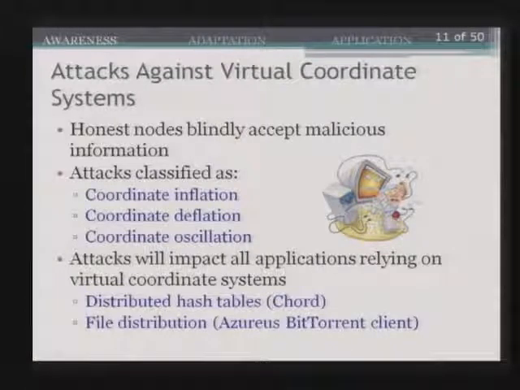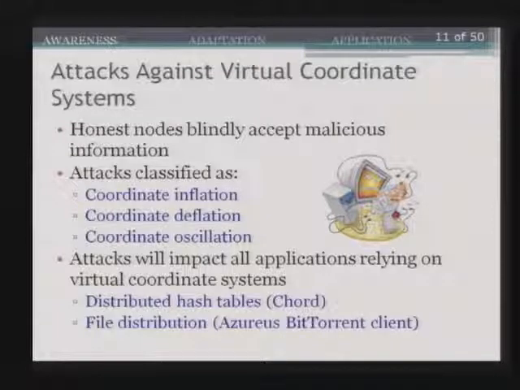So the correct functioning of these protocols is very dependent on the fact that the nodes participate honestly with the protocol, and that each node blindly accepts information across the network. And this is the impetus behind the attacks in virtual coordinate systems: the honest nodes will blindly accept information even if it's from malicious nodes.